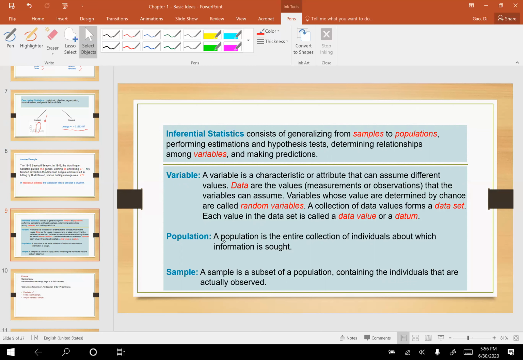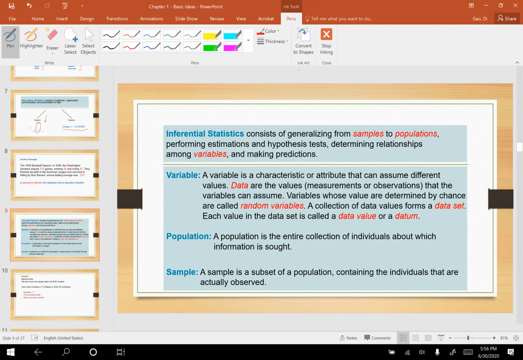Now we need to look at some definitions. What is a sample? What is a population? What is a variable? A variable is a characteristic that can assume different values. For example, we can say gender is a variable because gender could be male or female. It's to be defined. So it's something you're really interested in that can vary, a variable.